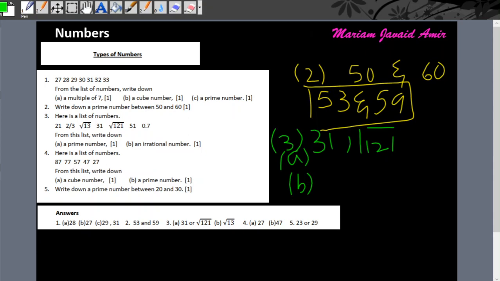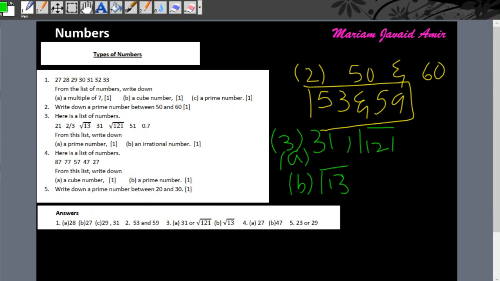Okay, part B, an irrational number. Now irrational is a number that cannot be written as a fraction, where the numerator and denominator both need to be whole numbers. Okay, so let's see, 21 can be written as 21 over 1. 2 over 3 is already a fraction. Under root 13 can't be written as a fraction, where the numerator and denominator both are whole numbers.